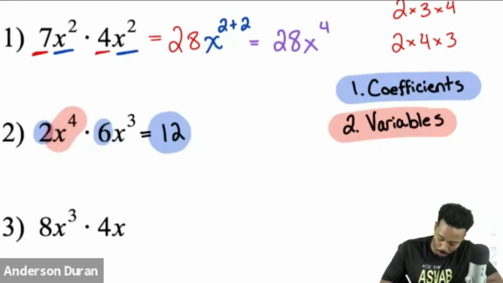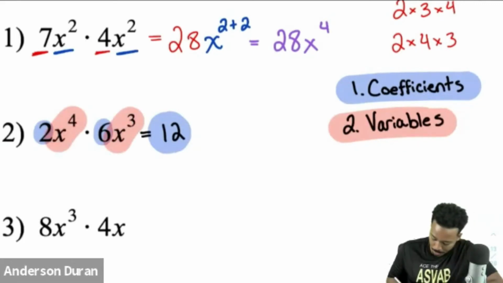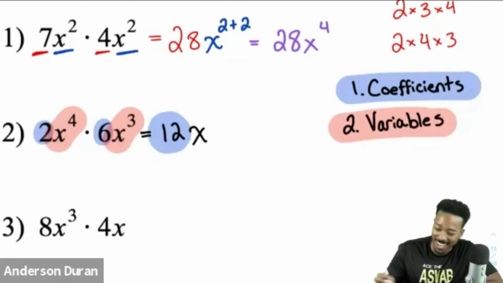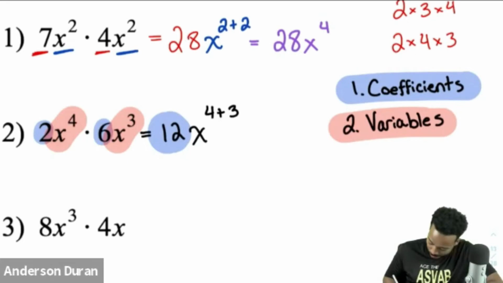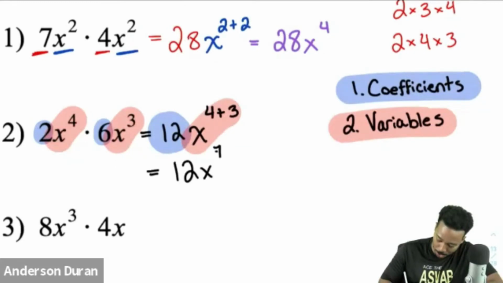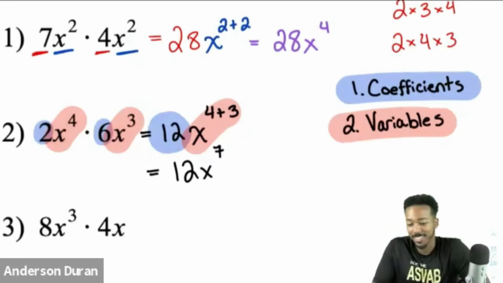x to the power of 4, x to the power of 3. When we multiply those together, we are going to get x to the power of 12. Dang, I can't trick y'all. I got to add them. Okay, cool. We're going to add the exponents. And so 4 plus 3 does give us 7. And so the answer here is 12x to the power of 7.